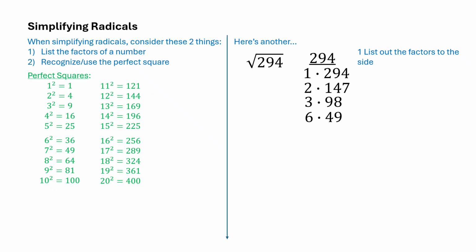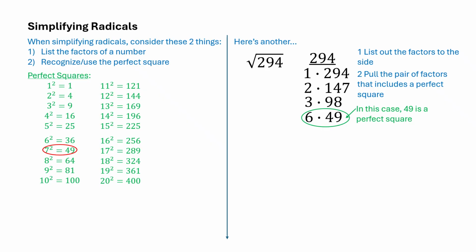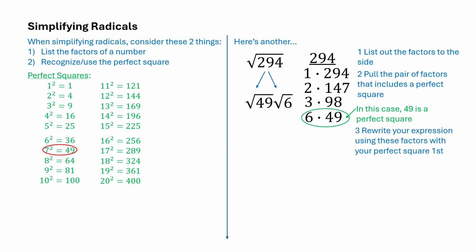Oh, there's our perfect square. 49. In this case, 49 is our perfect square, so that is what we're going to split 294 into. Square root of 49, square root of 6. Remember, I always write the perfect square first because it's going to get simplified to the answer off to the left of the chart, which is a 7. And there you go. Nothing can be done further to the square root of 6.